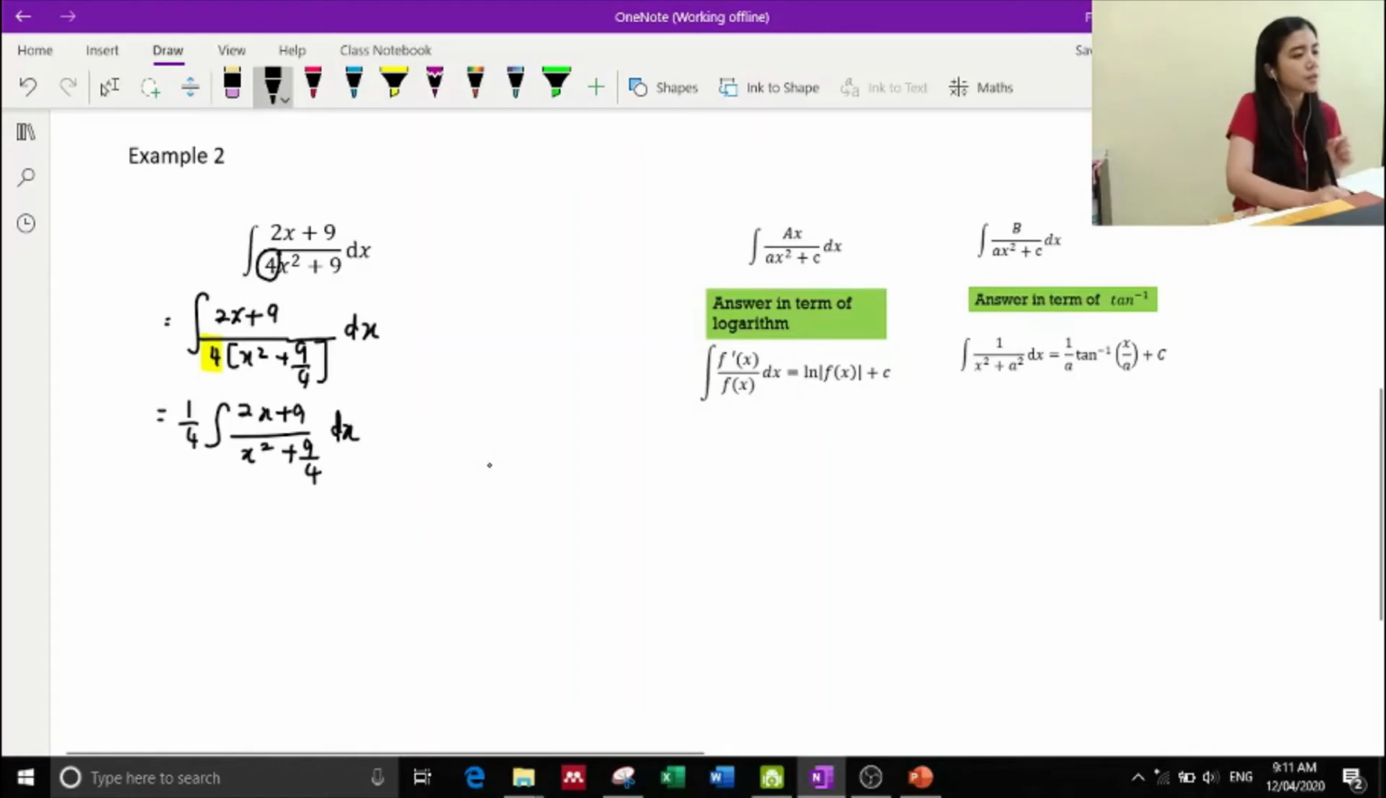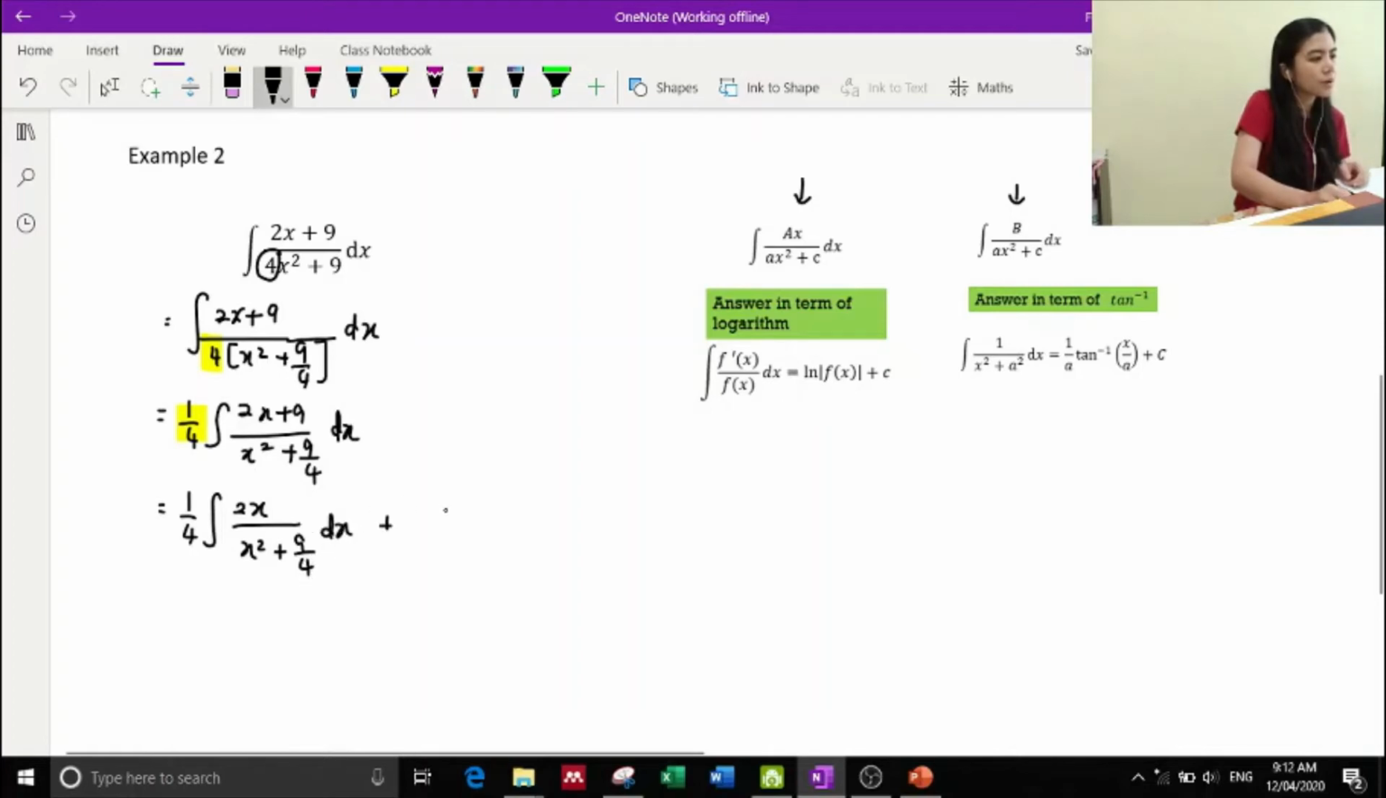Now you're already in this form, so let's just try to manipulate it so that you can use the formula. Okay, so your answer will be in terms of log and in terms of tangent inverse. How to manipulate it? That is very simple. So you split this integration into two integrations. So both of them will have the 1 over 4 in front. So we will have 1 over 4 in front. So this is actually 2x, and this x squared plus 9 over 4 dx.